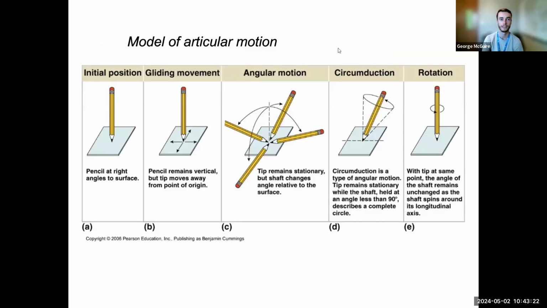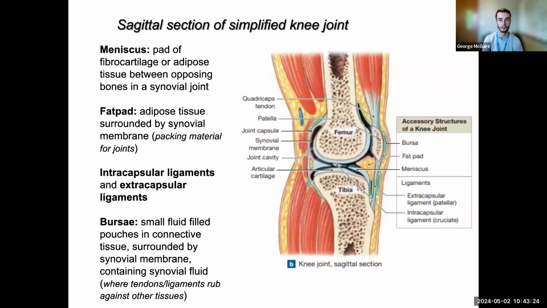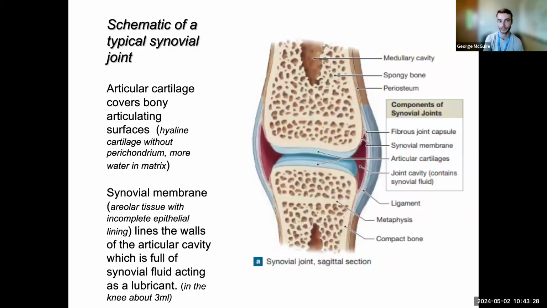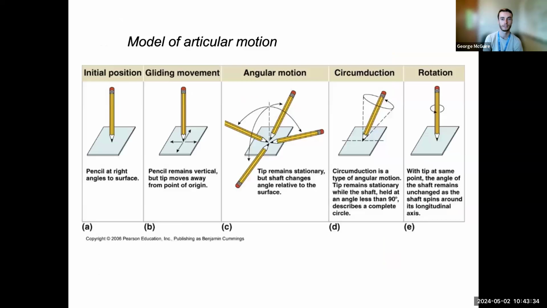Okay. So that is a general structure, and we'll find all of these accessory structures in any of our synovial joints. And we're going to look at a lot of different specific synovial joints at the end of this chapter. But next, let's talk about movement.